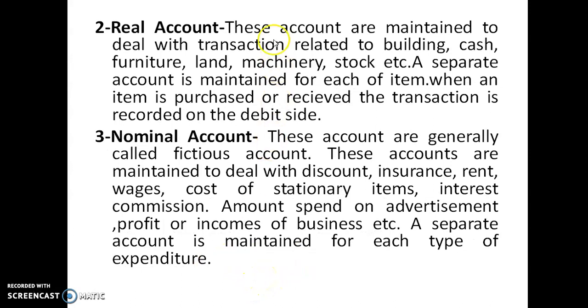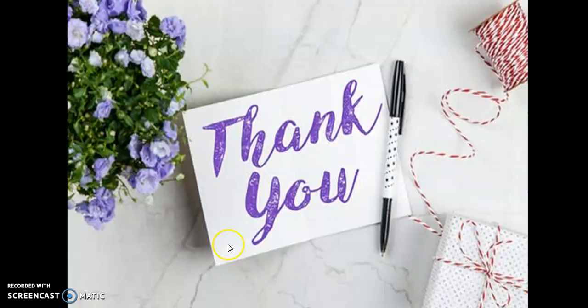Real account. Accounts are maintained to deal with transactions related to building, cash, furniture, land, machinery, stock, etc. A separate account is maintained for each item. When an item is purchased or issued, the transaction is recorded on the debit side. Nominal account. These accounts are maintained to deal with discount, insurance, rent, wages, cost, stationery items, interest, commission, amounts paid on advertisement, profits, incomes of the business, etc. A separate account is maintained for each type of expenditure.